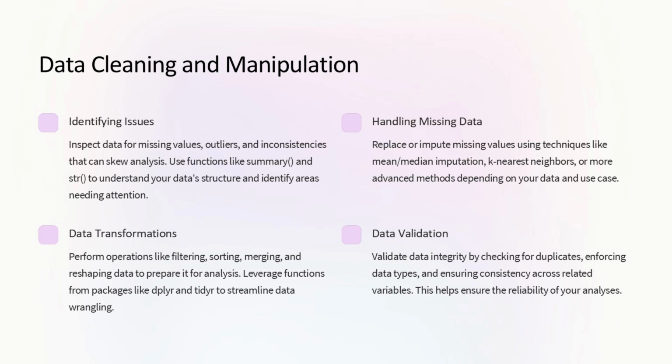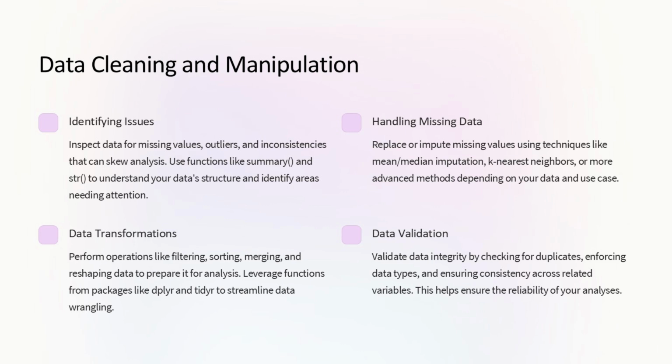Data cleaning and manipulation is a crucial step in the data analysis process, ensuring the integrity and reliability of your results. We'll start by identifying any issues in the data, such as missing values, outliers, or inconsistencies that could skew our analysis. Using functions like summary and str will help us understand the structure of the data and pinpoint areas needing attention. Next, we'll cover handling missing data. Depending on the nature of the data and the use case, we can replace or impute missing values using techniques like mean/median imputation or k-nearest neighbors.